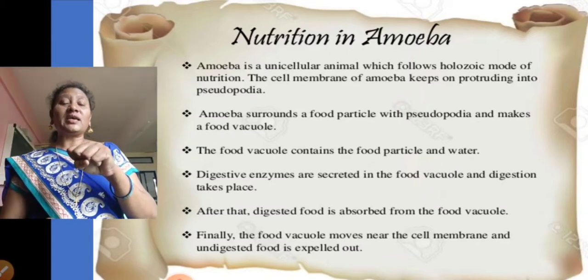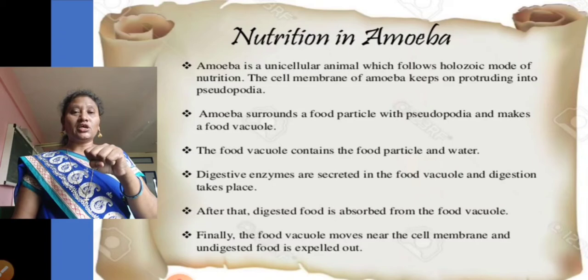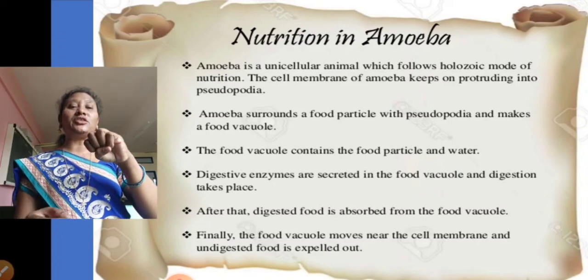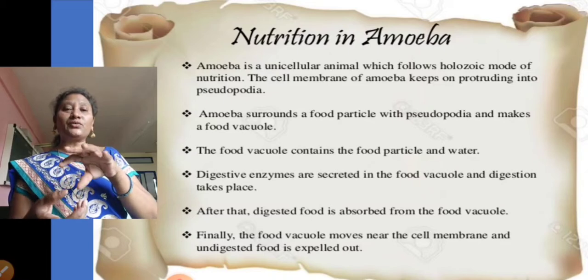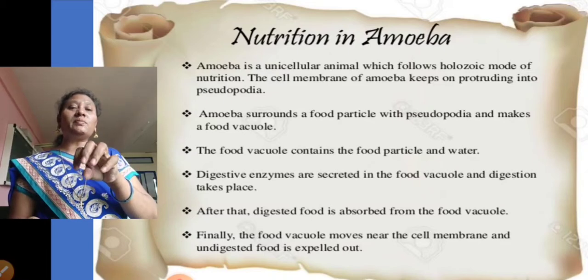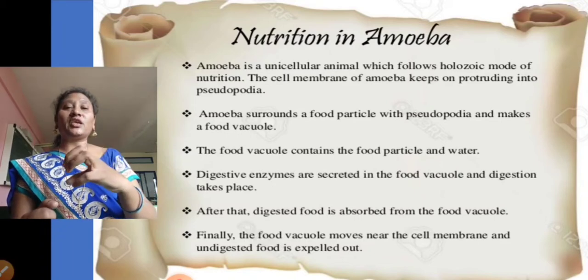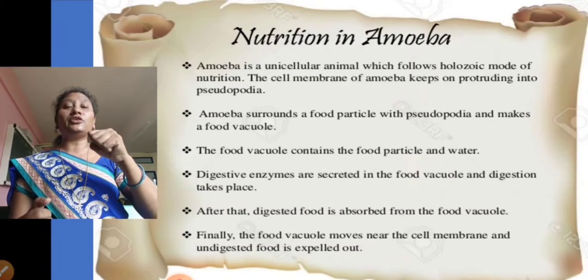Only one cell has to perform all the activities. So it used to protrude the muscles out of the body. These protruded muscles come and grab the food substances from the surface of the area and take the food into the body.